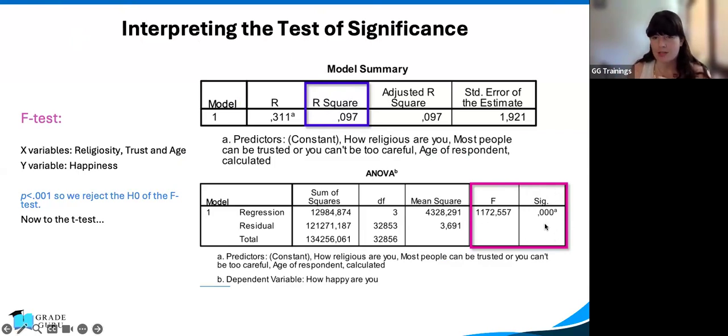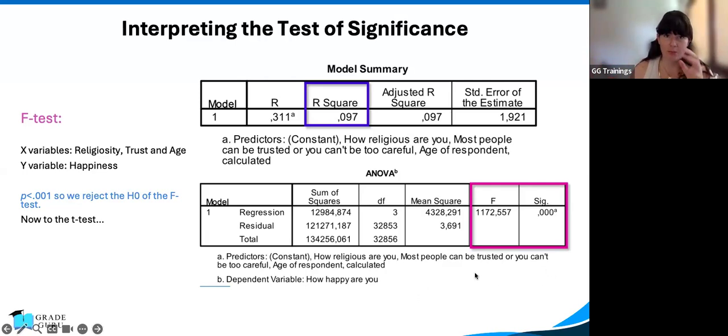Because it's low, you would reject the H0 of the F-test. And you accept the H1, that R square is not 0. R square is 0.097. And to some extent, Y can be predicted by X. So in this case, happiness can be predicted by age, trust, and religiosity.